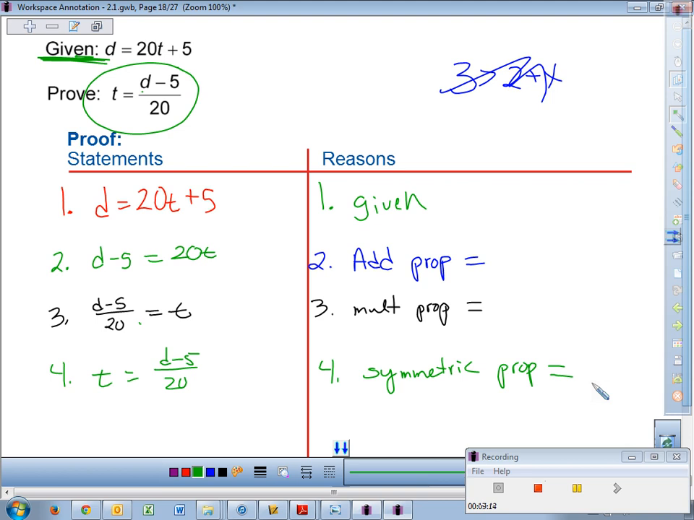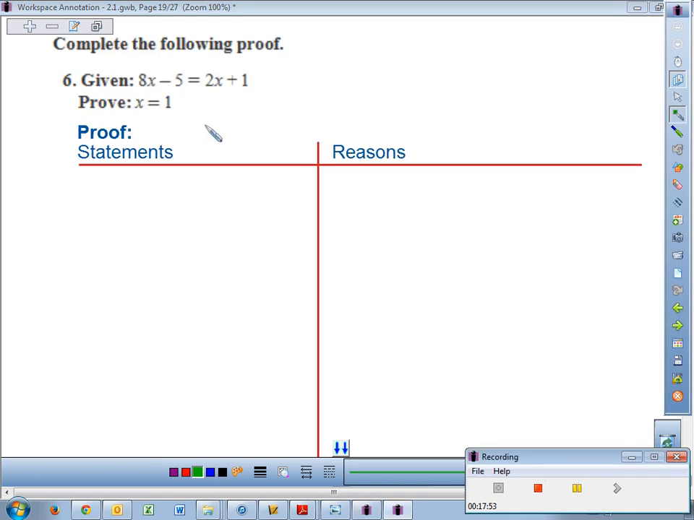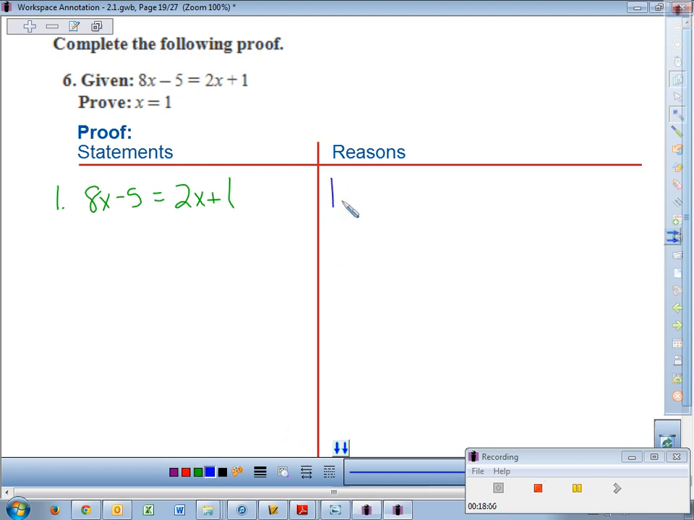As we go to the next one, our first step is to always read the given, write the given. So let's do it. They give me 8x minus 5 equals 2x plus 1. Right? What's the reason for that? They gave me that. Step 1, always the same. Those are free points right there, baby.